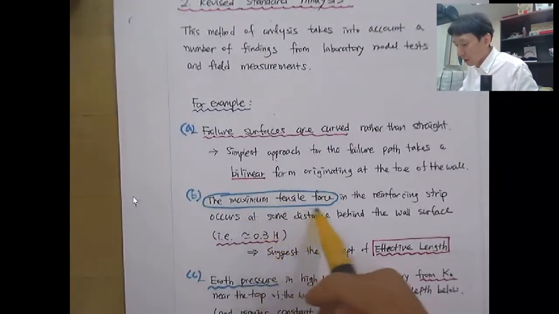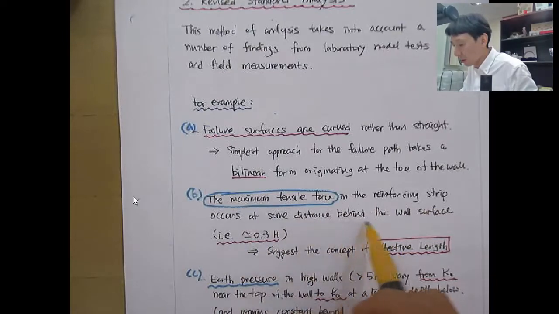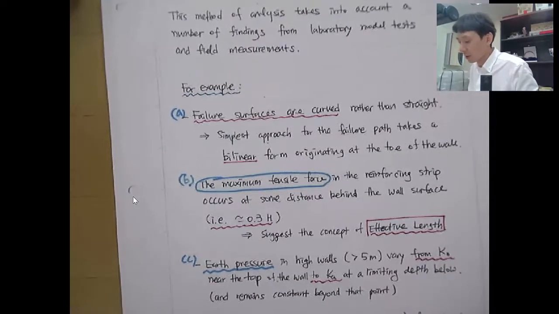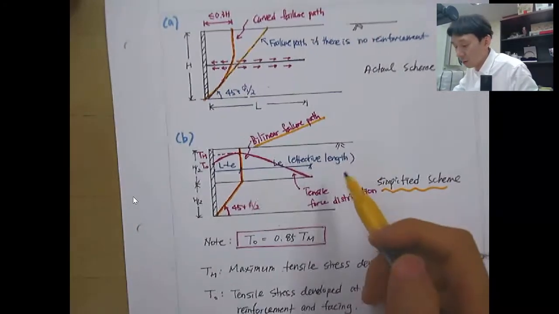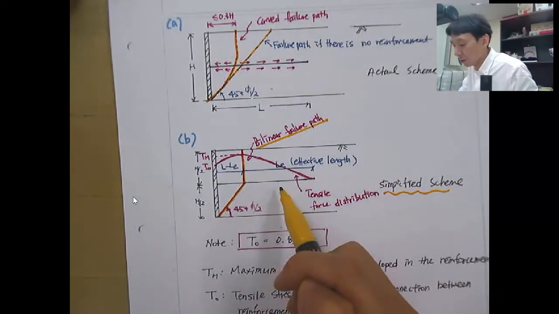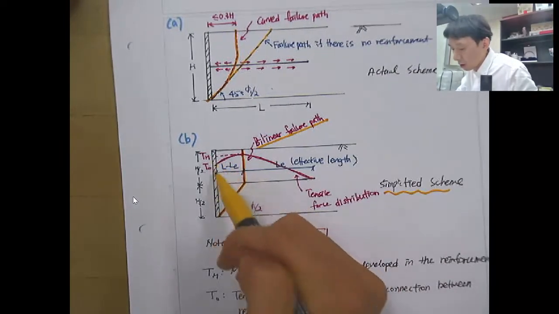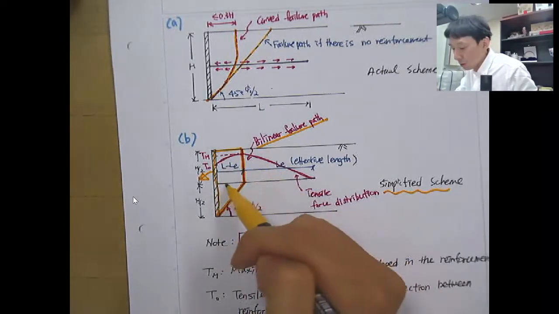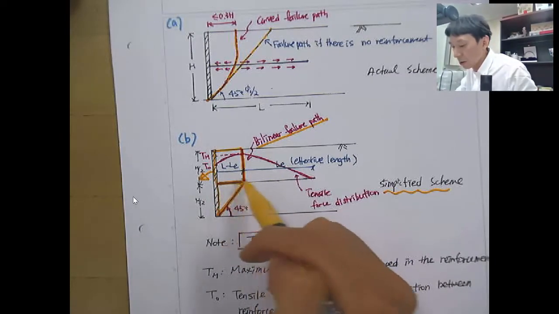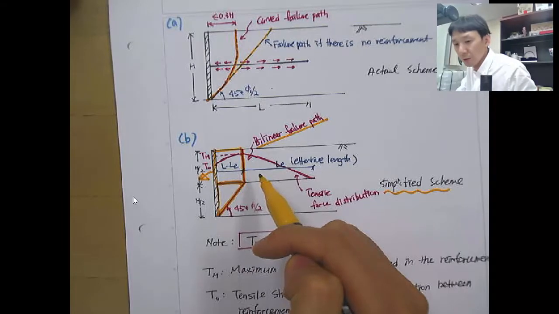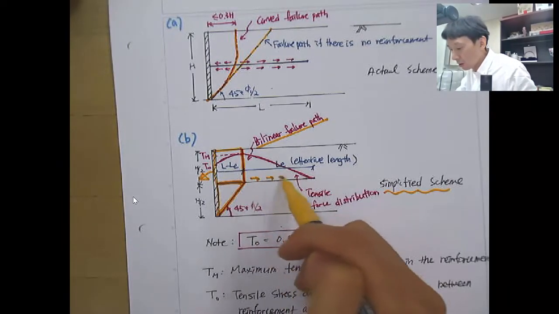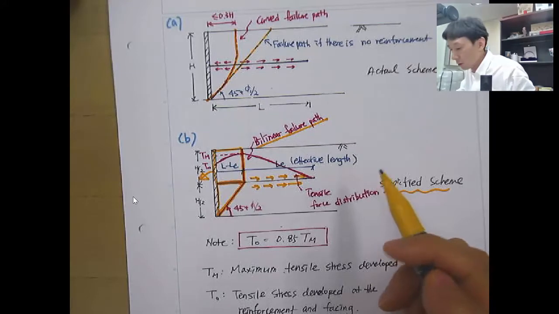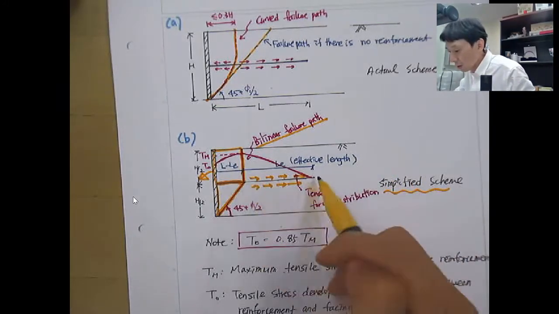Then the second is that the maximum tensile force in the reinforcing strip occurs at some distance behind the wall surface, approximately 0.3 H, which suggests the concept of the effective length. So here, when we talk about the resisting force against the slippage, as the wall moves in this direction, this whole block will move together. So the slippage here, or the frictional force, would not help in resistance. Only the slippage here, or the frictional force, will help in resisting the active pressure. So this is called the effective length.